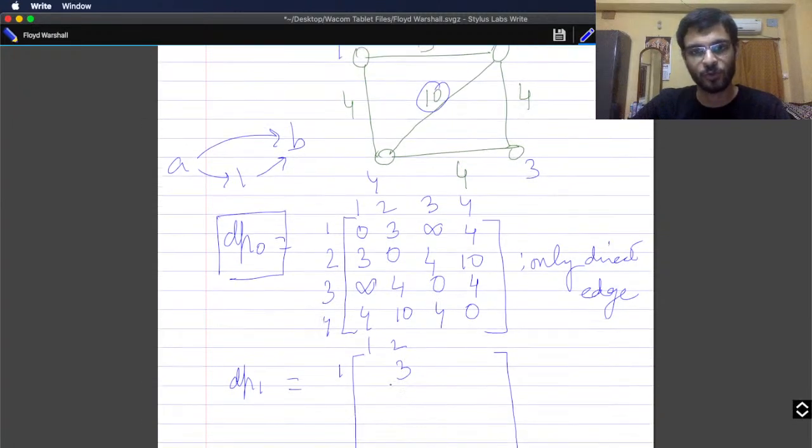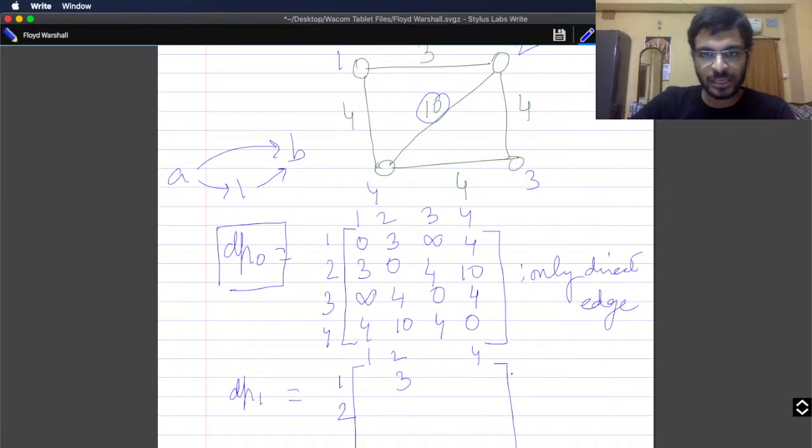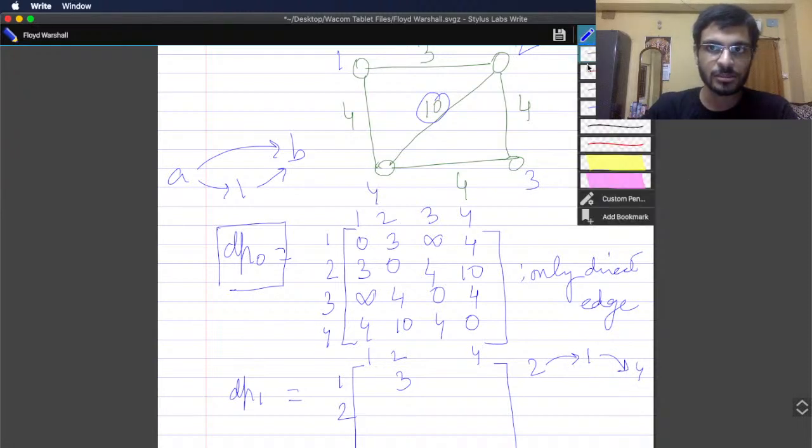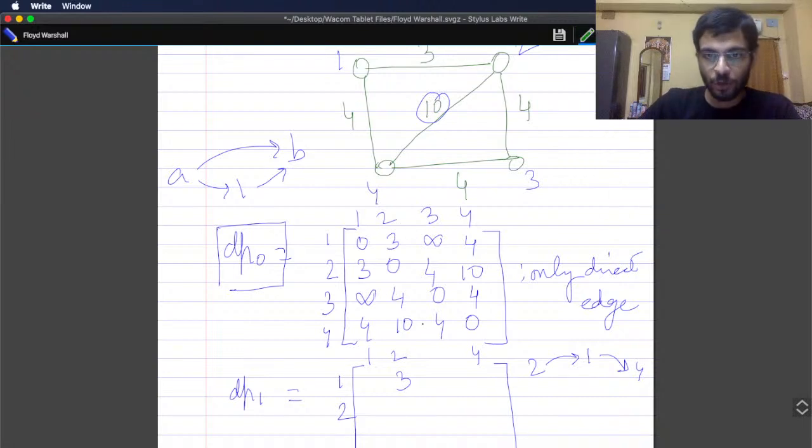So let us look at this 2 4. What is 2 4 going to do? It is going to say that I want to see if I can improve by using 1 as my intermediary node. So 2 will say I want to go to 1 and from there to 4. From 2 to 1 we are taking a cost of 3. From 1 to 4 we are taking a cost of 4. So we have a total cost of 7. But from 2 to 4 the initial cost was 10. So this is the time when we have got to improve it, and this becomes 7.